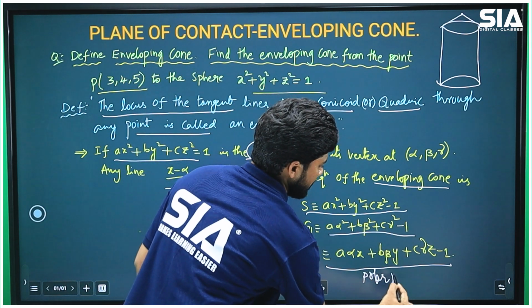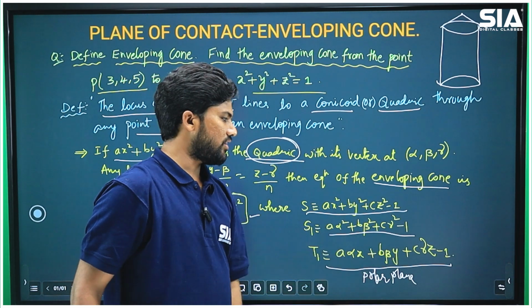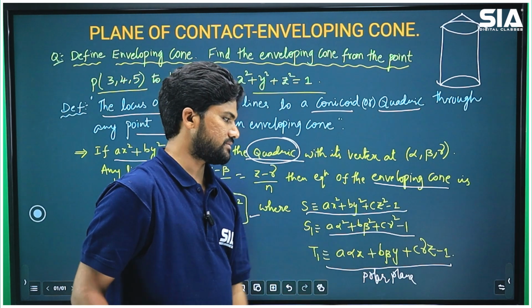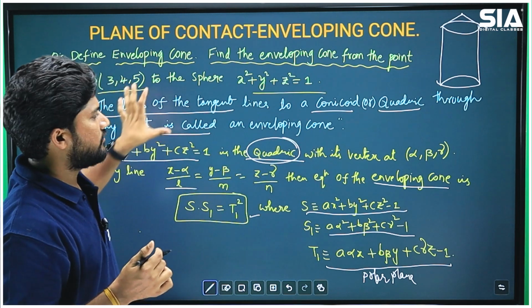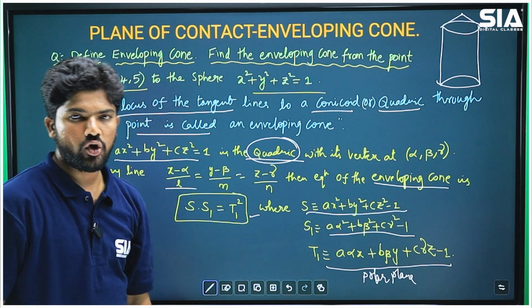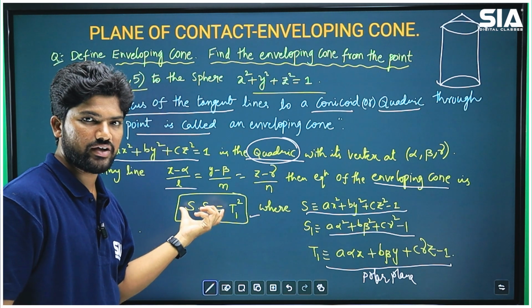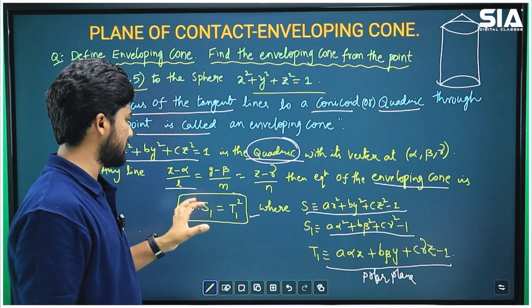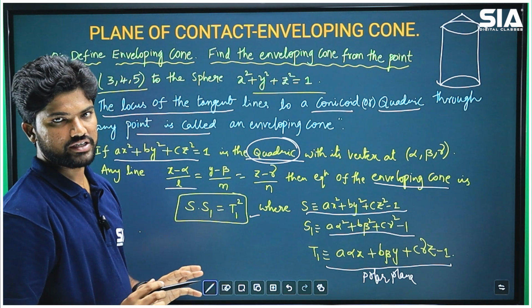Polar plane. So T suffix 1 is A alpha x plus B beta y plus C gamma z minus 1. This is the total information regarding the enveloping cone in plane of contact concept. I hope you understand this definition very well and remember this equation very well. This is a very, very important equation. Based on this equation only, we are going to find the enveloping cone equation.